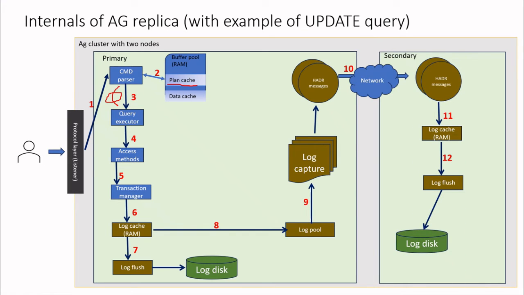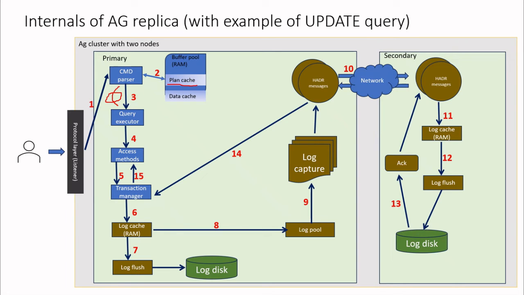After getting this data, the secondary replica caches and flushes the logs to disk. After the log flush, the acknowledgement is sent back to the primary replica, to the transaction manager. The transaction manager sends this acknowledgement back to access methods. Now the whole synchronization between replicas is finished.